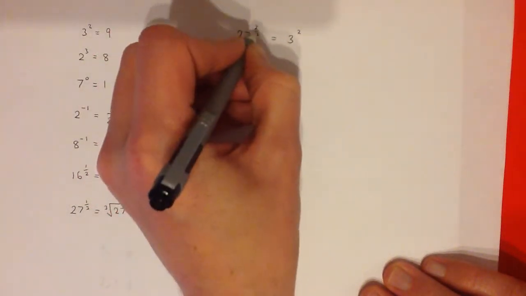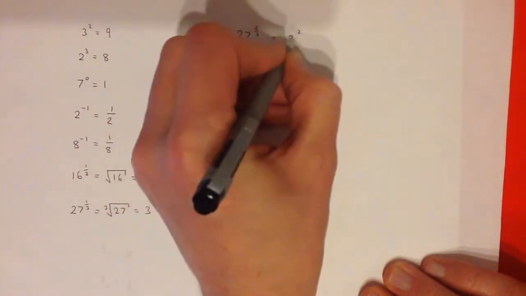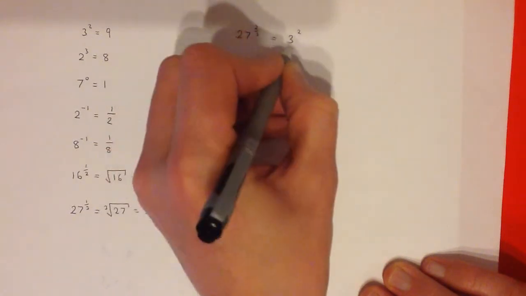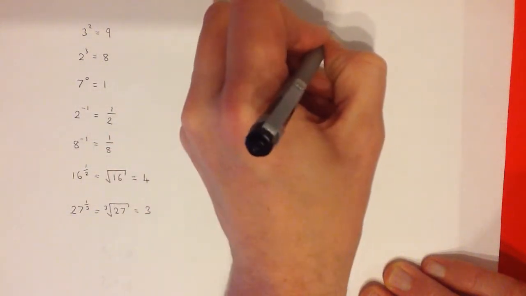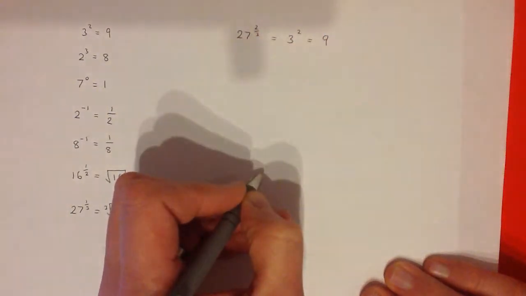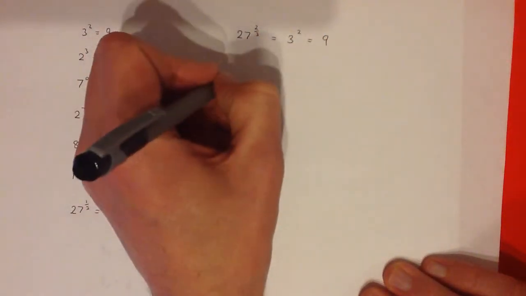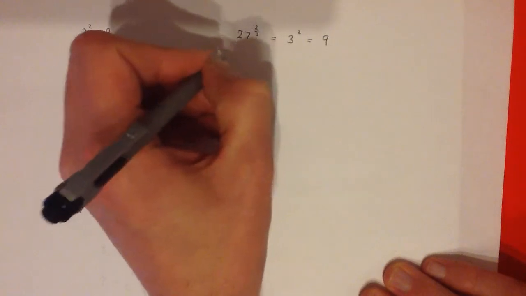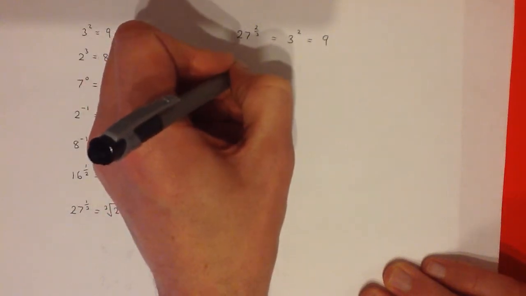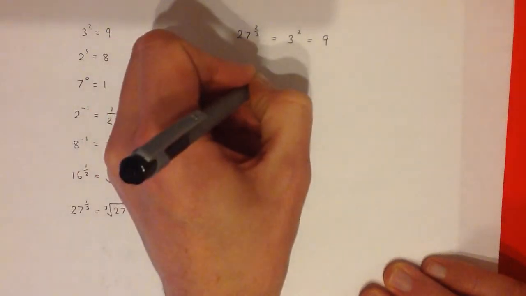So 27 to the power of 1/3 is 3, leaves us with a 2, so 3 to the power of 2 is 9. In a different example, we have 16 to the power of 3/2.